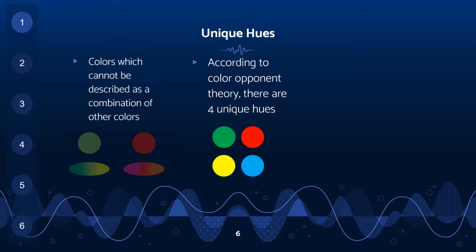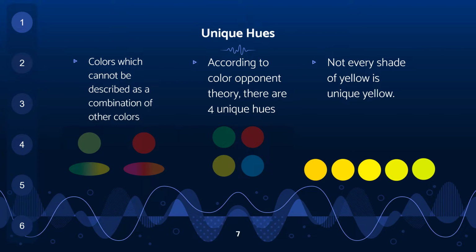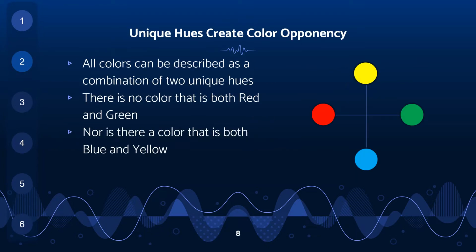According to color opponent theory, there are four unique hues: green, red, yellow, and blue. And not every shade of yellow is unique yellow. Unique yellow is yellow that doesn't have any tint of red or green in it. Every color across the visible spectrum can be described as a combination of two unique hues. For example, teal can be described as a combination of green and blue, or marigold yellow can be described as a combination of both yellow and red.